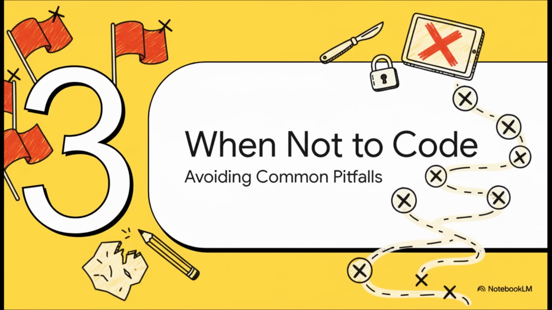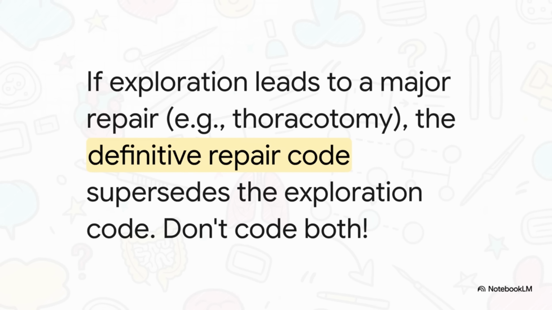So we've talked about when to use these codes, but honestly, knowing when not to use them is just as critical for being an accurate coder. So let's look at the red flags and the common traps you need to avoid. This is absolutely crucial to understand. The exploration is often just the beginning of the story. If that exploration reveals a much bigger problem that needs a major surgery, like opening up the chest or repairing a major artery, then you do not use the exploration code. You code for that big, definitive procedure. The initial exploration is just considered part of the bigger job.